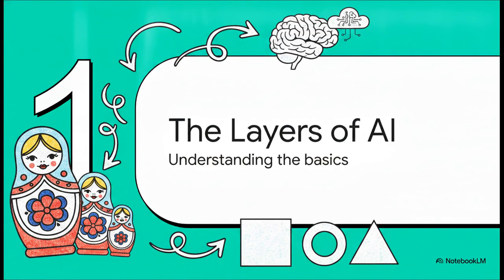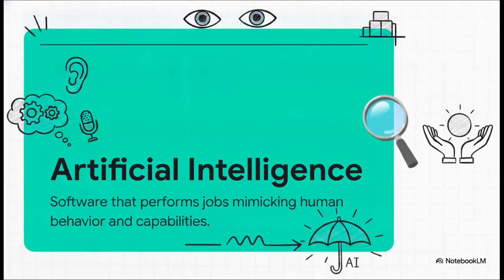Okay, Section 1, the layers of AI. Let's start by understanding the basics. To really wrap your head around this technology, it helps to think of it kind of like a set of Russian matryoshka dolls. You know, where each layer is nested inside a broader one.